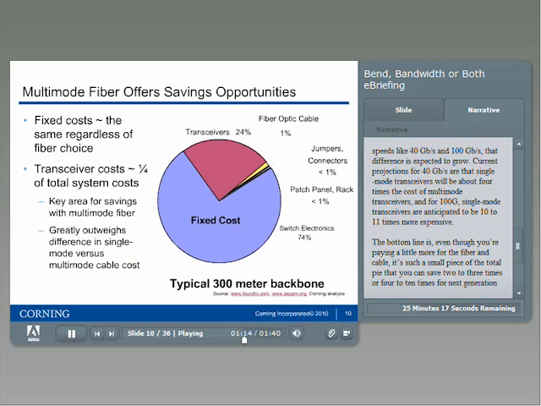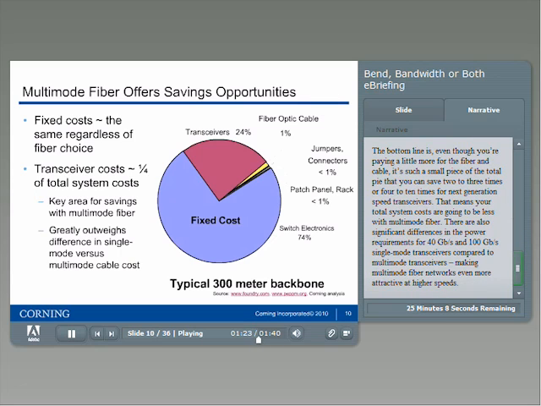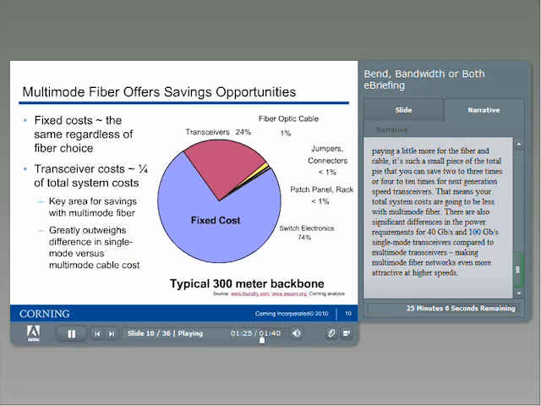The bottom line is, even though you're paying a little more for the fiber and cable, it's such a small piece of the total pie that you can save 2 to 3 times or 4 to 10 times for next-generation speed transceivers. That means your total system costs are going to be less with multimode fiber. There are also significant differences in the power requirements for 40 gigabit per second and 100 gigabit per second single-mode transceivers compared to multimode transceivers, making multimode fiber networks even more attractive at higher speeds.